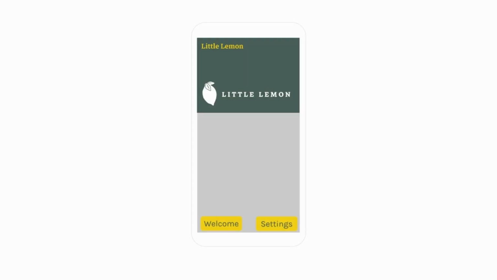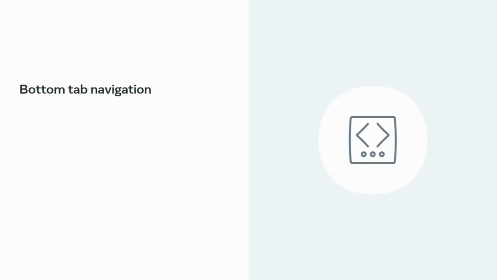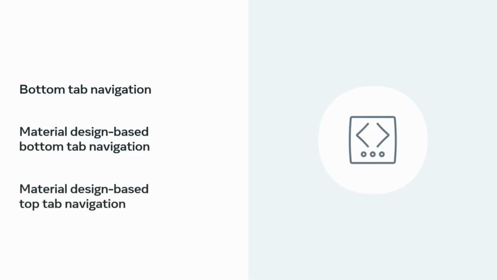Right. Now, how does tab navigation differ from stack navigation? With this method, you can contain tabs on the bottom of the screen or on the header. Clicking on a tab takes you to a specific screen. This is a common design that you will see in modern mobile apps. React Navigation provides several options for tab navigation. It has an API for creating bottom tab navigation, material design-based bottom tab navigation, and material design-based top tab navigation.